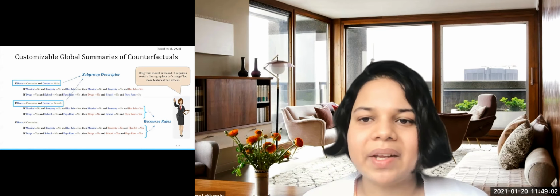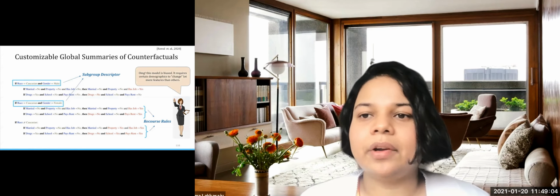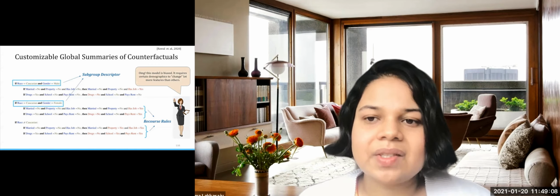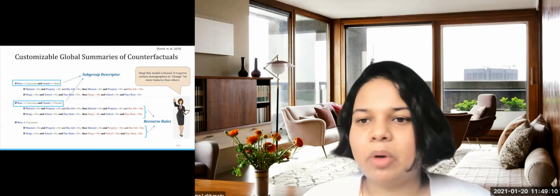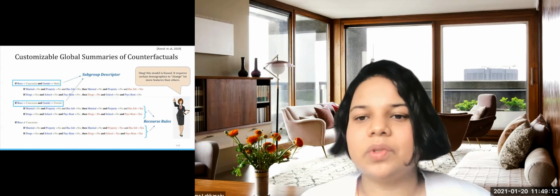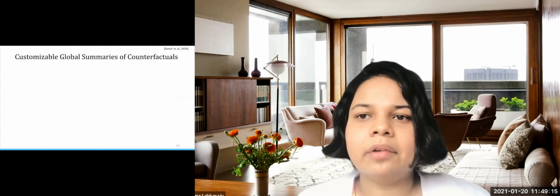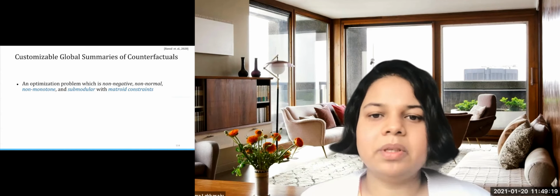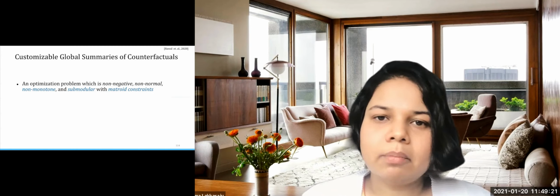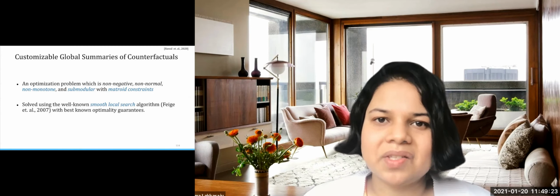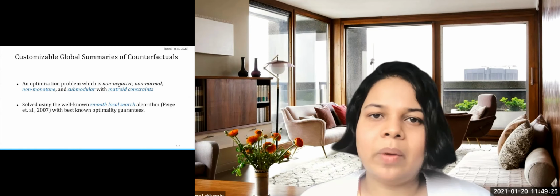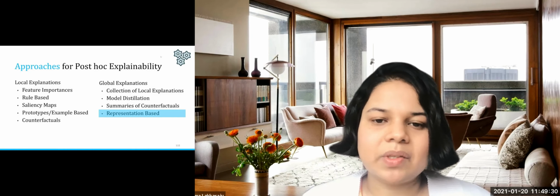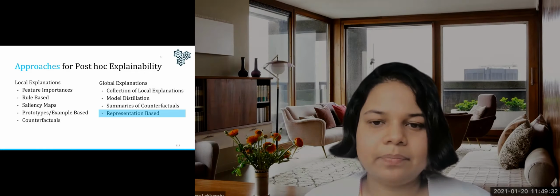So clearly there is a bias in the recourses, and if a regulatory authority sees this, they'll quickly realize that there is this kind of a bias against certain demographics, so maybe this model itself is not a good idea. And Rawal et al. proposed an algorithm to do this. They basically formulate an optimization problem, which is non-monotone and submodular with matroid constraints, and solve it using a well-known algorithm called smooth local search, which has the best known optimality guarantees.